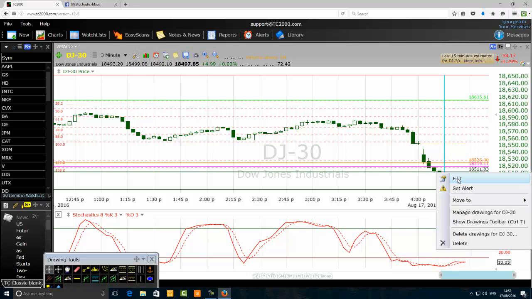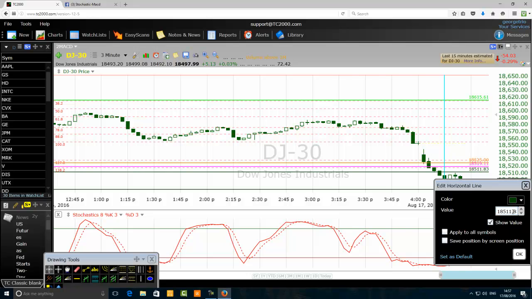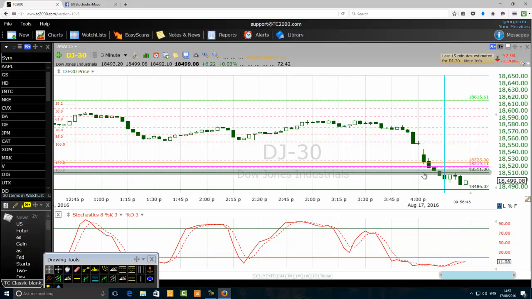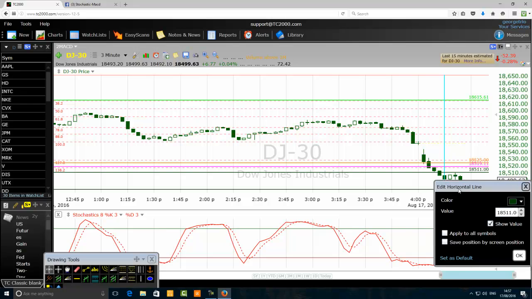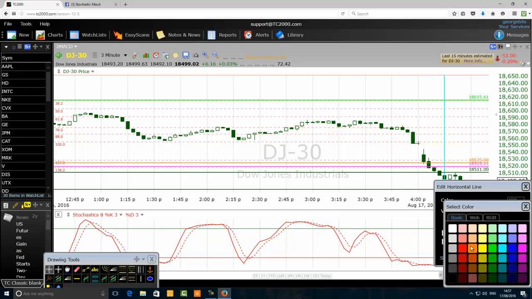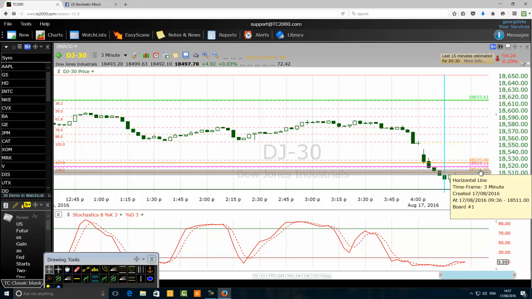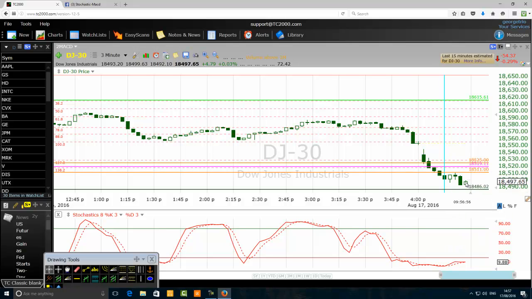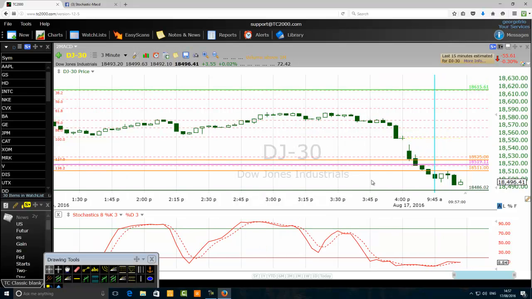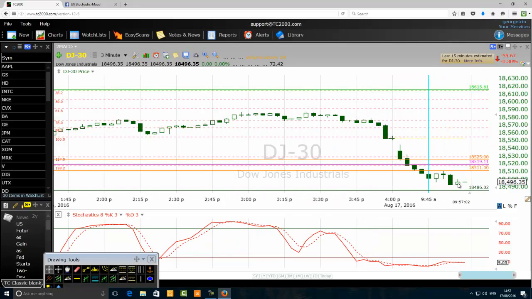18511. One second, please, traders. So this is my second limit order that is not yet filled. I'm going to color it orange too. This is my second limit order to buy the Dow Jones Index at 18511. My intention is that I want this candlestick bar, the one that is developing now, because it's not yet closed, to close.